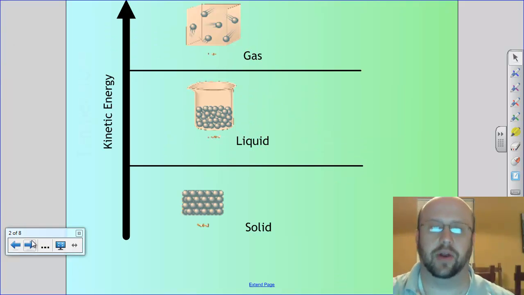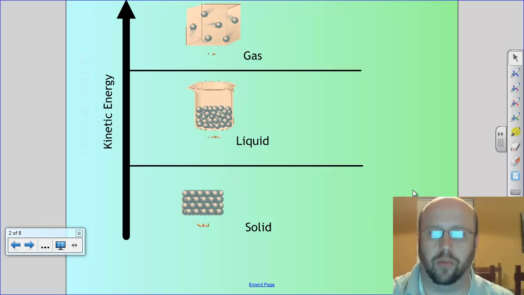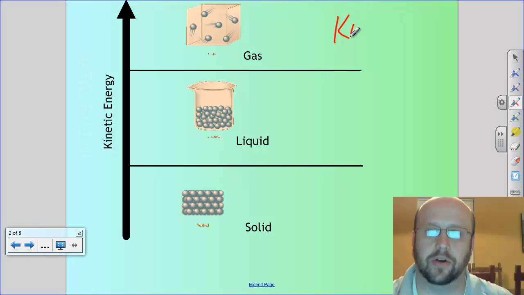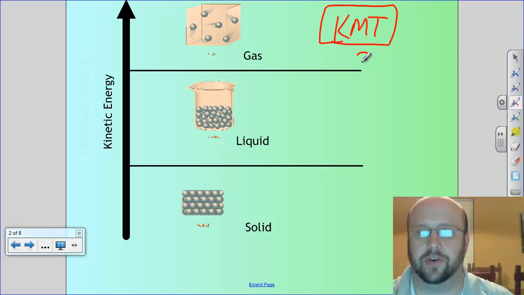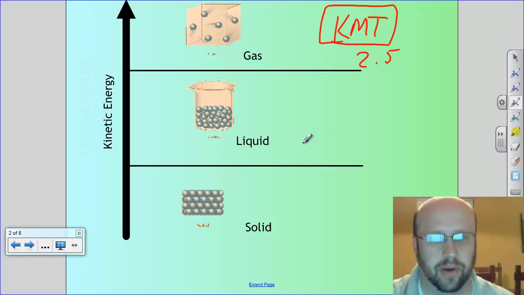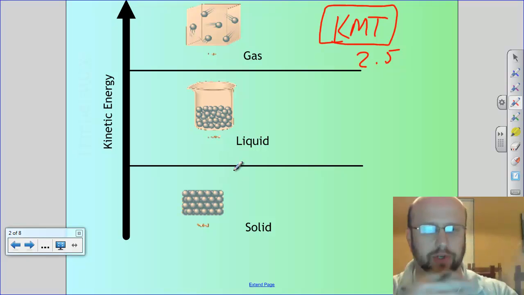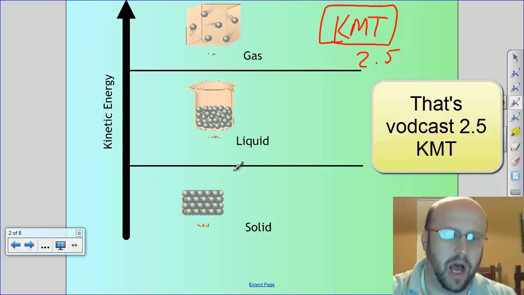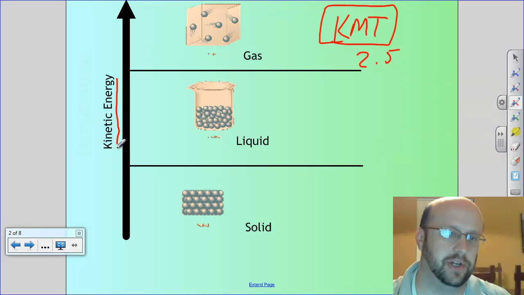You may remember this diagram from earlier in the year. If you look back at vodcast 2.5, we talked about something called kinetic molecular theory, or KMT. You can go back and check, and I'll pop that in a little bit more legibly. But remember that the basic idea behind kinetic theory is that molecules, or atoms, but molecules for most of what we're going to talk about, are always moving around, and that things that are in motion have what we call kinetic energy.